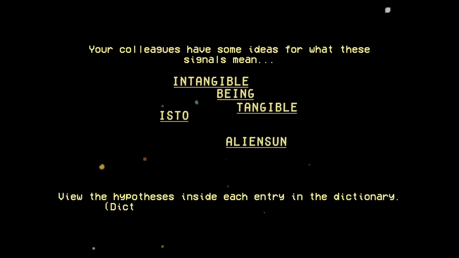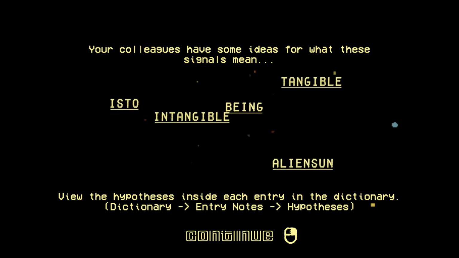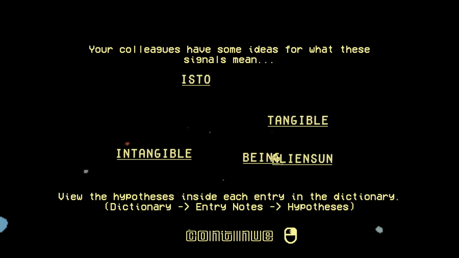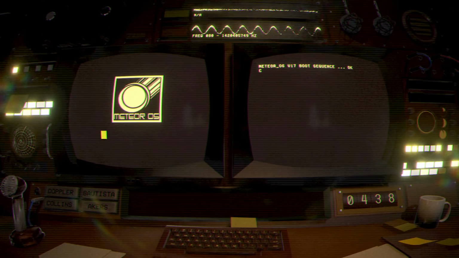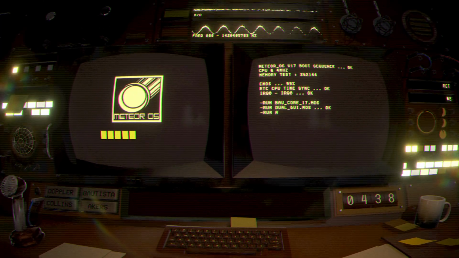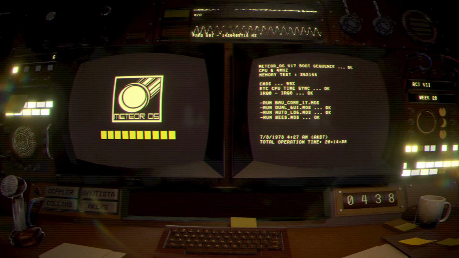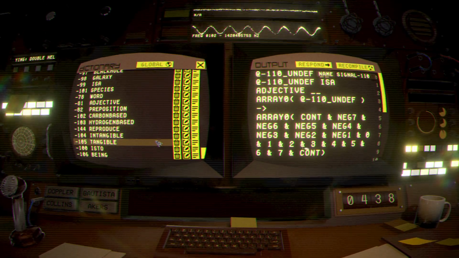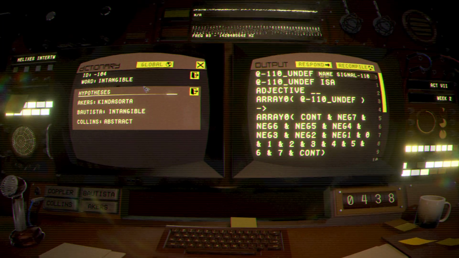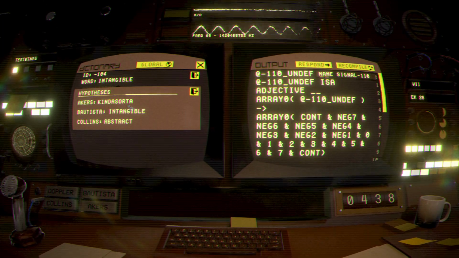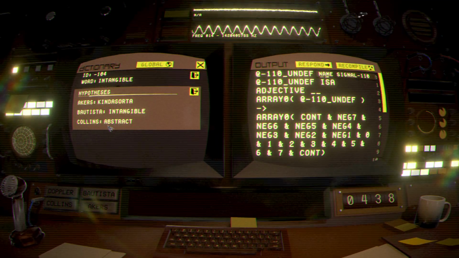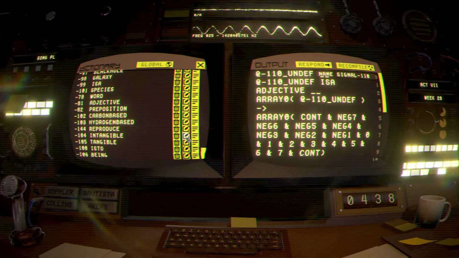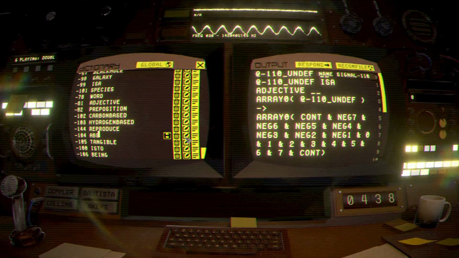Okay, good. They do have some thoughts for us about intangible and tangible, as well as the alien sun, which is interesting. Alien sun, tangible, intangible, being and is to. So, I think before we wrap up, let's go look at the hypotheses for those and see what they have to say. So first up is intangible. Kinda, sorta. I kind of like that. Kinda, sorta. Abstract. Abstract. Okay, let's go with abstract. Abstract.